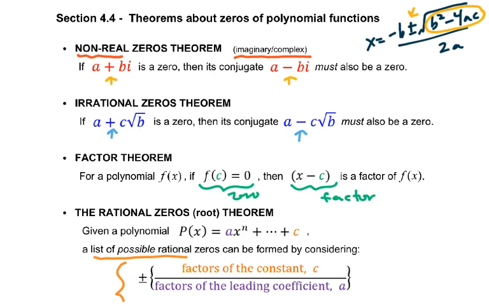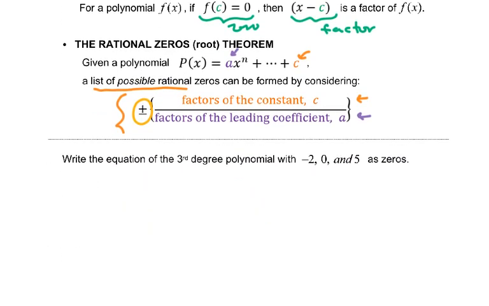And so we can determine a list of possible zeros by listing all of the factors of our constant, over all of the factors of the leading coefficient. And then that creates a set. And then we're going to use the positive and negative values for that entire set. All right, so now that we understand our theorems, let's do an example.